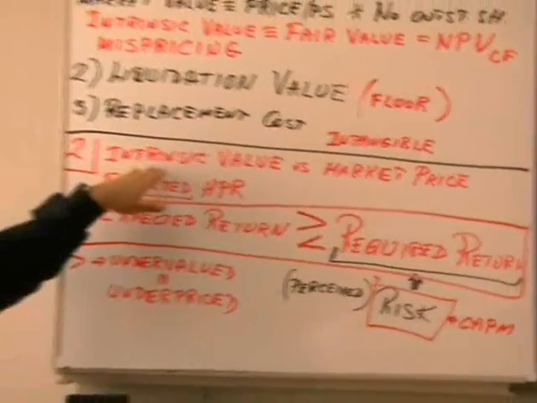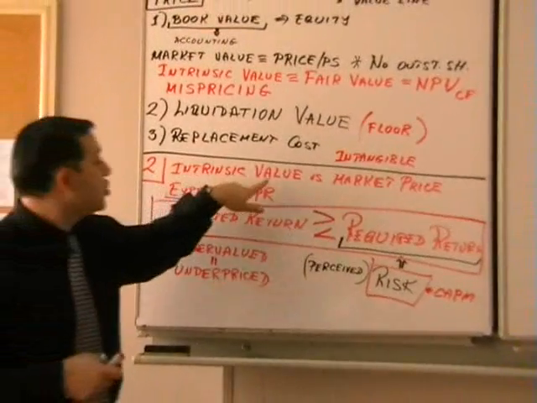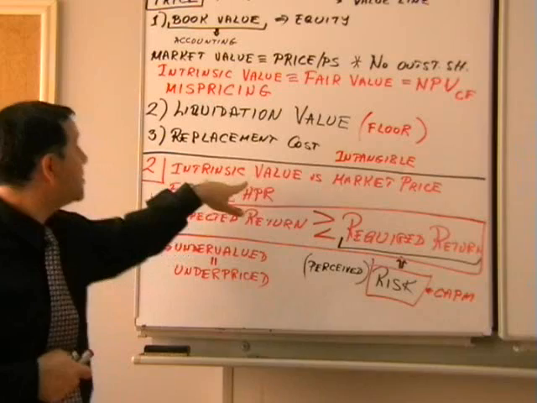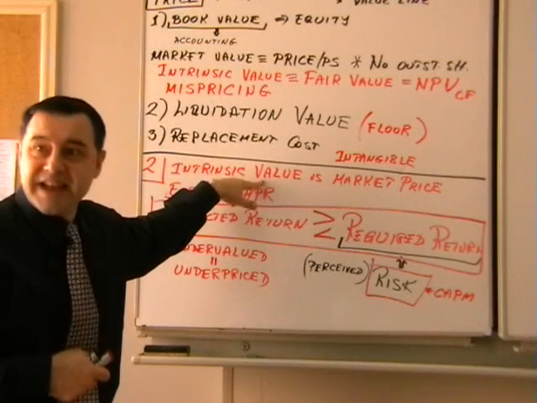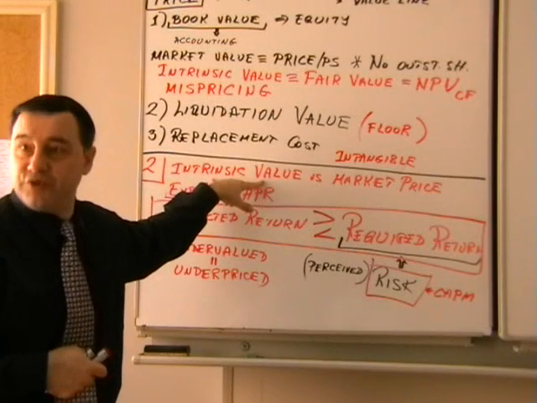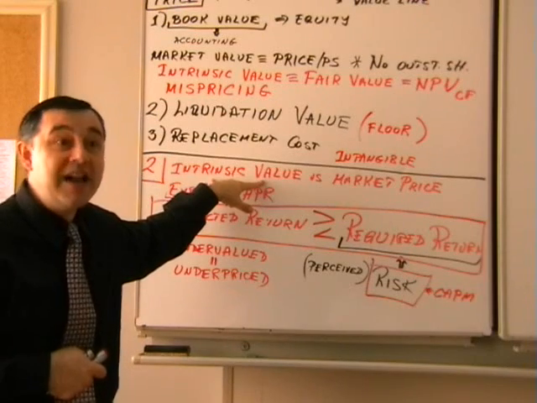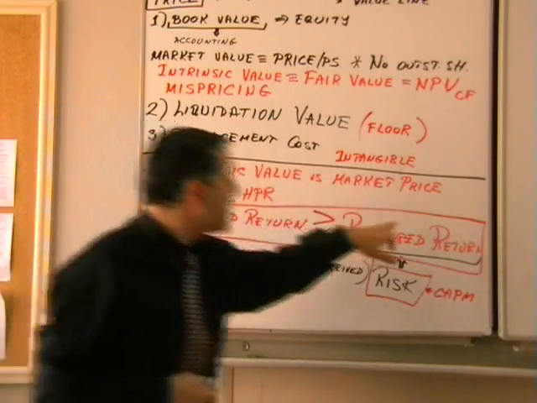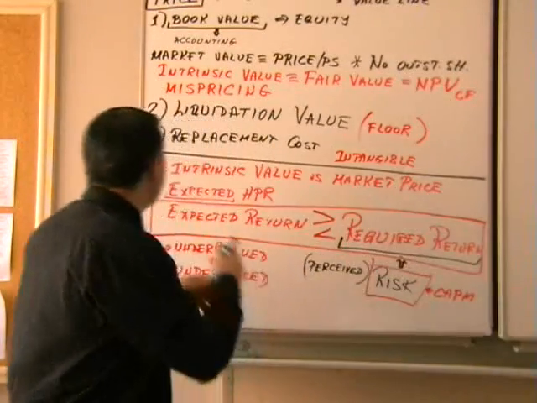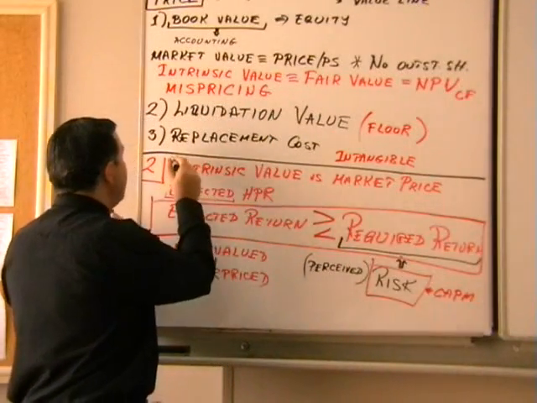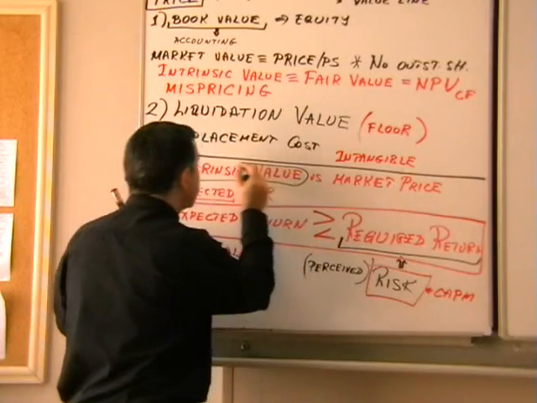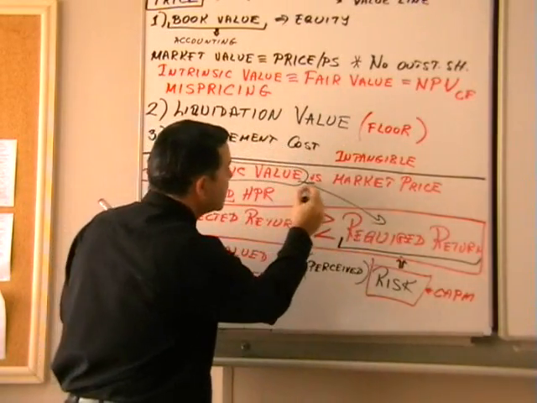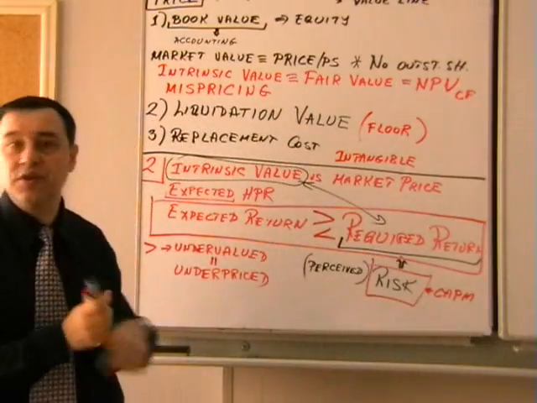Now, what is important to understand? That the intrinsic value is the discounted free cash flow, the discounted cash flow. And the discount factor is the required return. So this intrinsic value is computed by using this required return. All right?